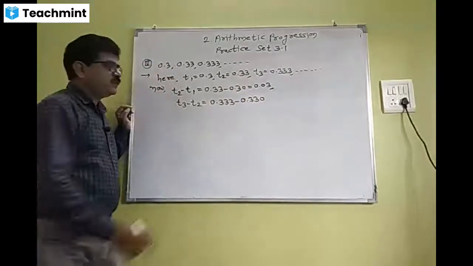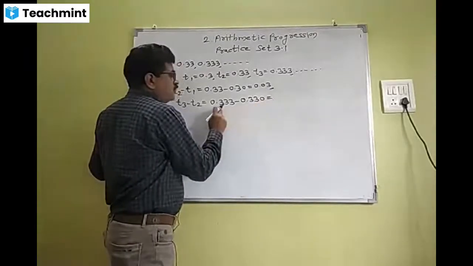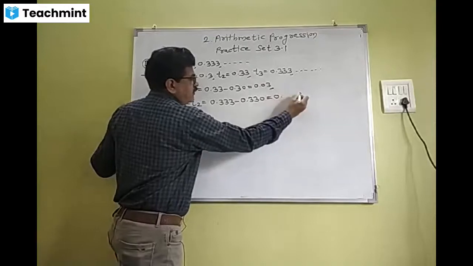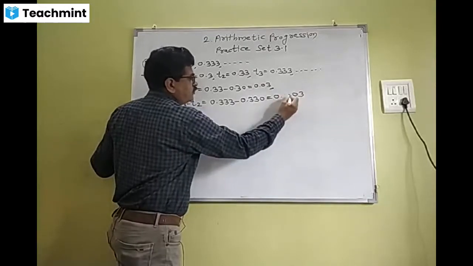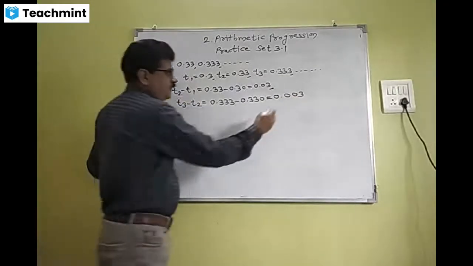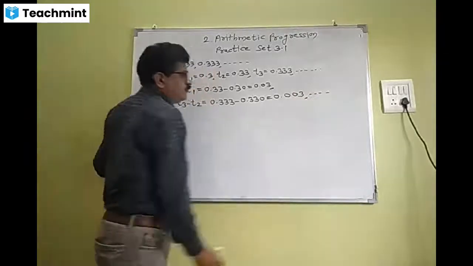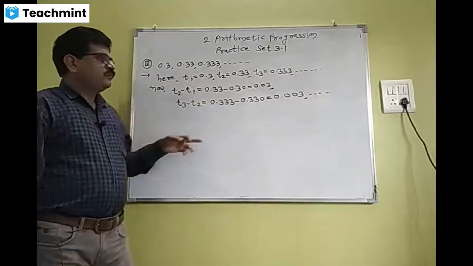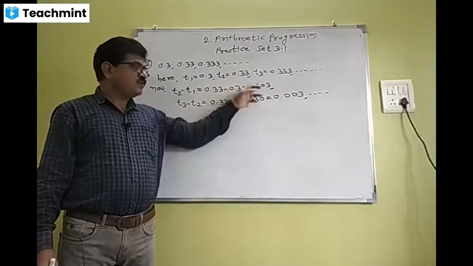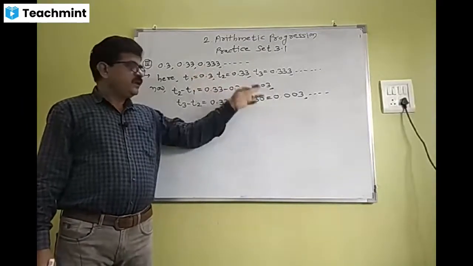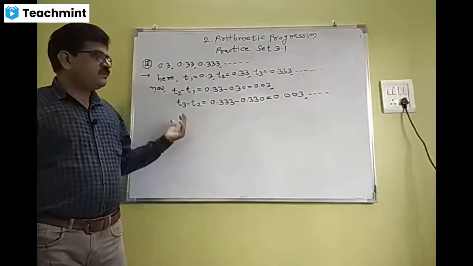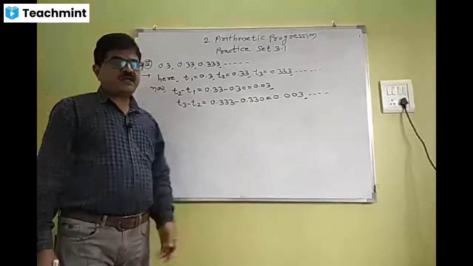0.330 is equal to, now 0.3 minus 0 is 0. This is 300. Therefore 0.003 and so on. Now here difference between any two consecutive terms, दोन्हीचा difference सारखा आला नाही. Difference between any two consecutive terms is not constant, therefore this given sequence is not an AP.